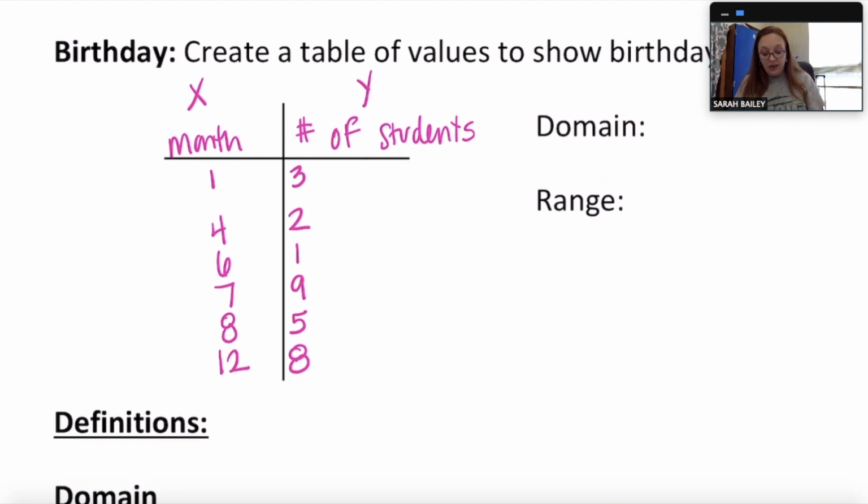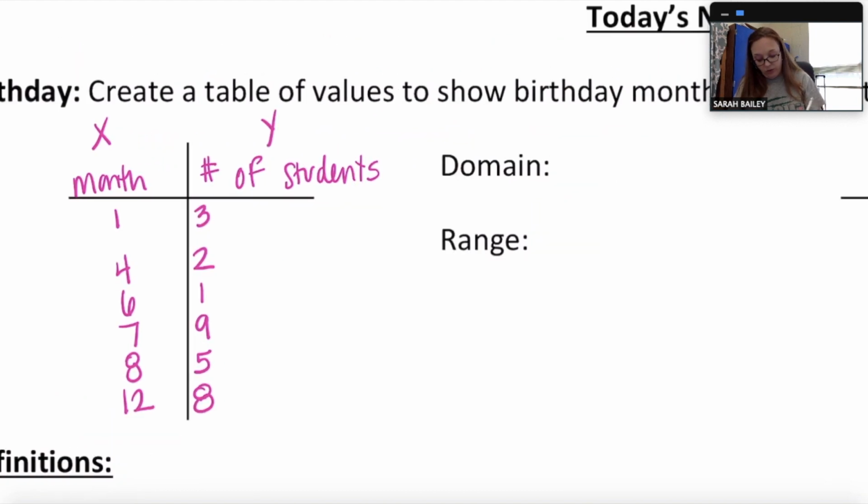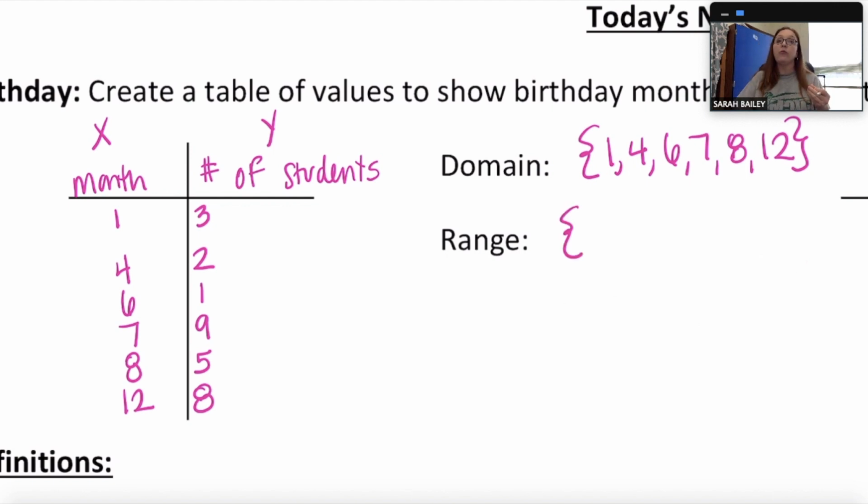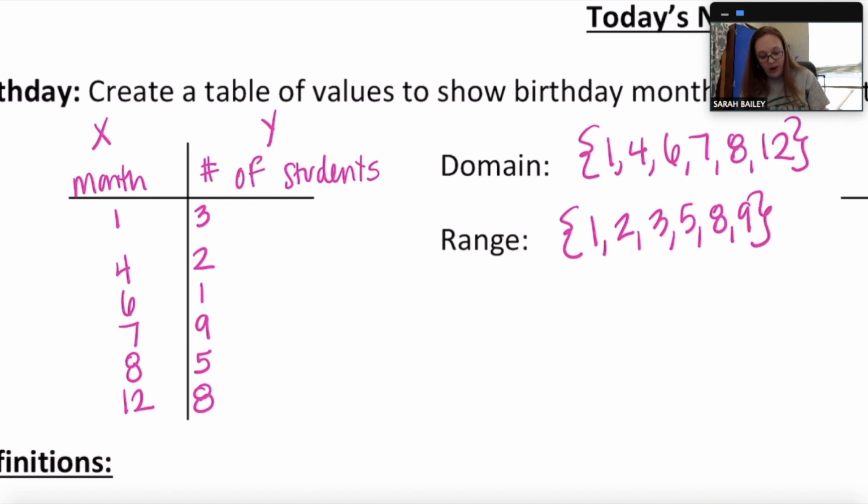So the domain is going to be the following values. And so you're going to do that little squiggly bracket, 1, 4, 6, 7, 8, and 12, and then do the squiggly bracket again. And the range. Now, when you've learned about range before in earlier grade levels, you talked about the biggest number minus the smallest number in a data set. This is a different type of range, okay? So our range here is going to be 1, 2, 3, 5, 8, and 9.